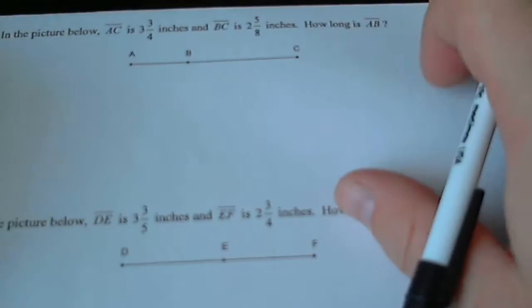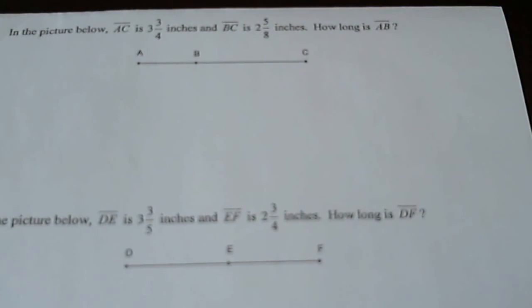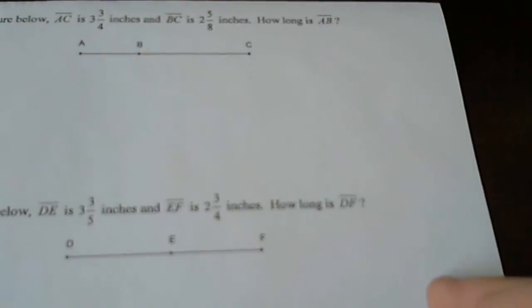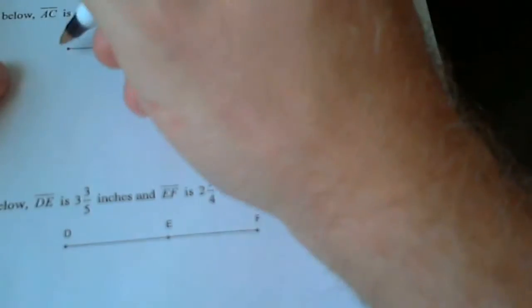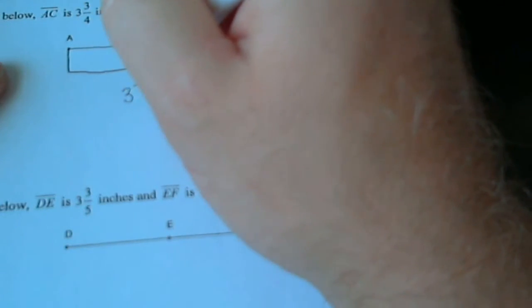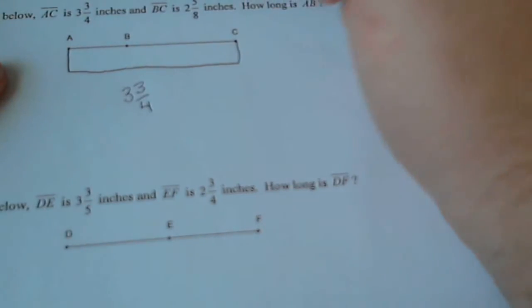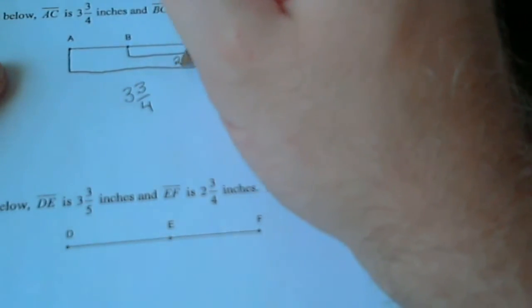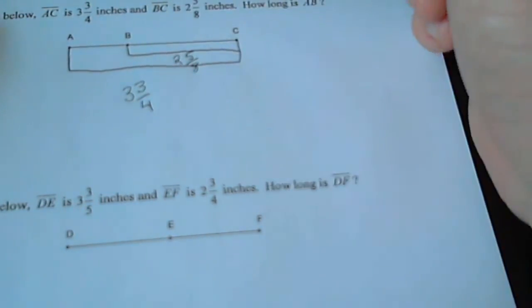Okay. Now these word problems involve fractions, and they're nothing different than what we did on the front 2 pages. It's just that they're word problems now. So in the picture below, line AC, this entire line here, is 3 3/4 inches long. That's what the problem tells us. And BC, that's from here to here, is 2 5/8 long. And what they want us to find is this part right here.